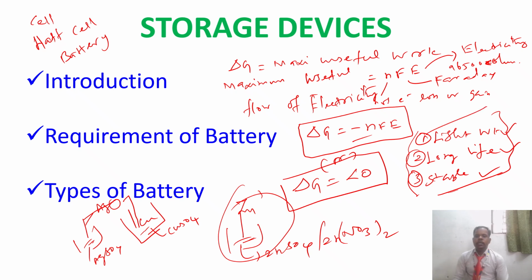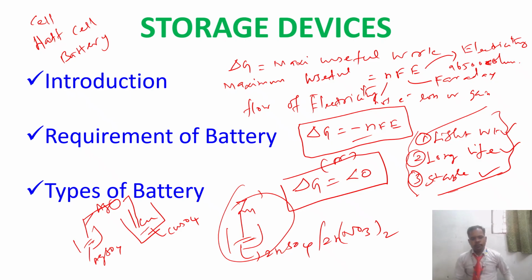Is it clear? Lightweight, that's why it will be easy to transport. Then it will have a long life. It will act as a good battery. Third one, the voltage of the battery should not vary from time to time. So these are the requirements of a battery. The next one, types of battery.